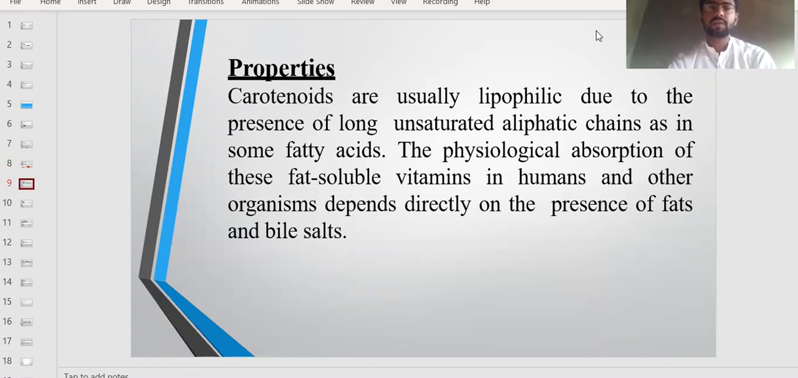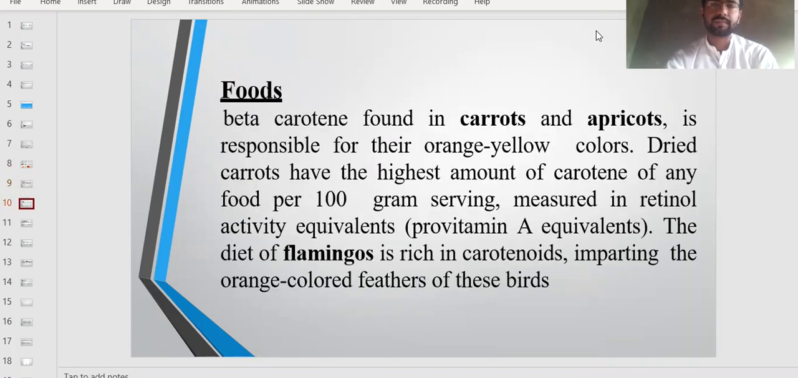The general properties of carotenoids: they are usually lipophilic due to the presence of long unsaturated aliphatic chains, as in some fatty acids. The physiological absorption of these fat-soluble vitamins in humans and other organisms depends directly on the presence of fats and bile salts.